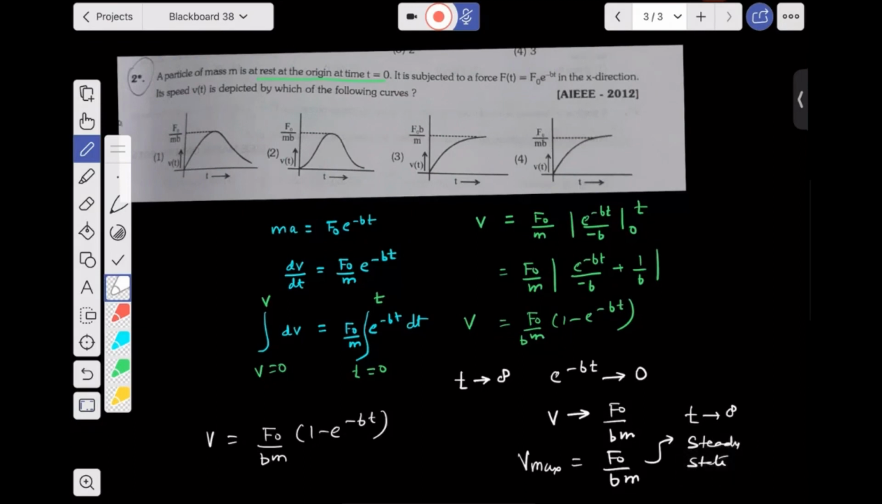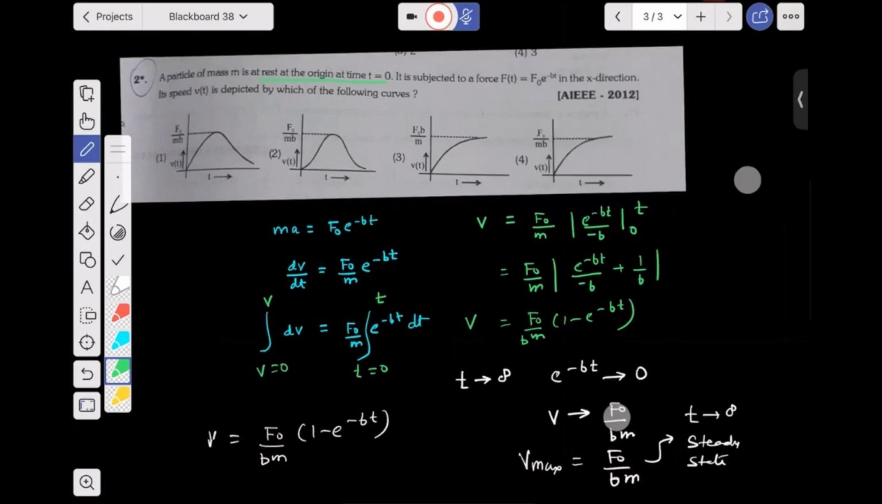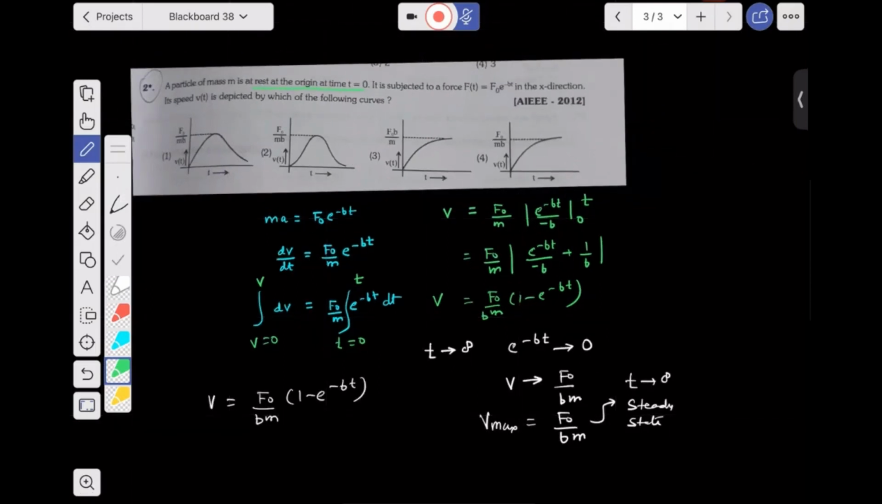So which graph is going to give you such a curve which increases? Tell me, is it an increasing or decreasing function? If you don't know how to plot this curve, at least you can tell increasing or decreasing. And how can you find that the curve is always increasing? By finding dv by dt. We already know dv by dt is f naught by m into some exponential function which is always positive. So dv by dt is more than 0. It means v will be an increasing graph always.